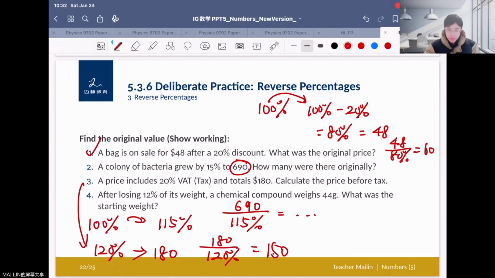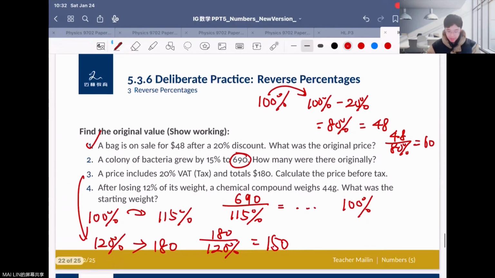For the fourth problem, after losing 12% of its weight, a chemical compound weighs 44 gram. Before it is 100%, and after losing 12%, it becomes 88%. So 88% of the original weight equals 44 gram. You can use 44 over 88%, and the original weight equals 50 gram. I think this problem is not very difficult for you.